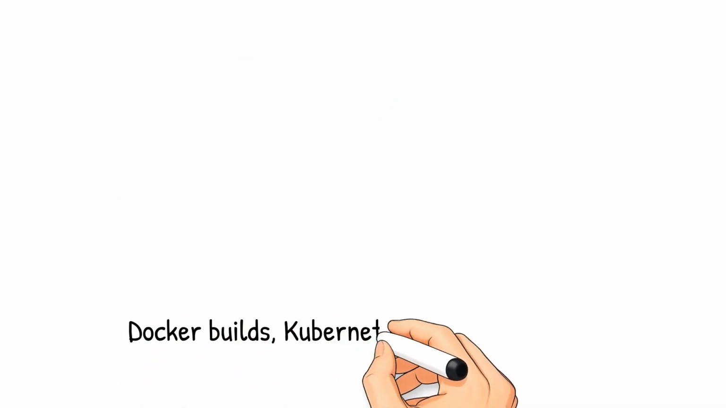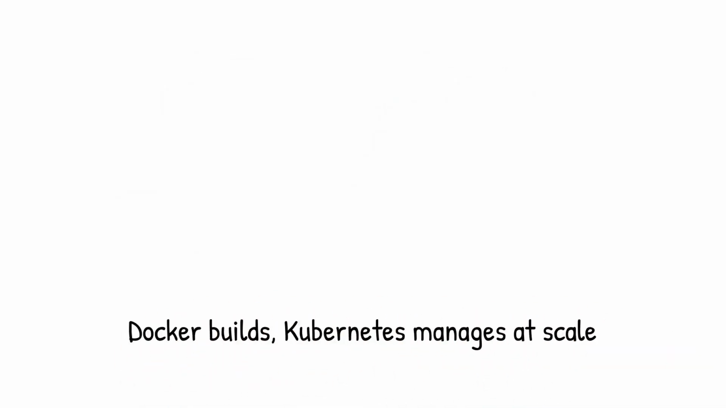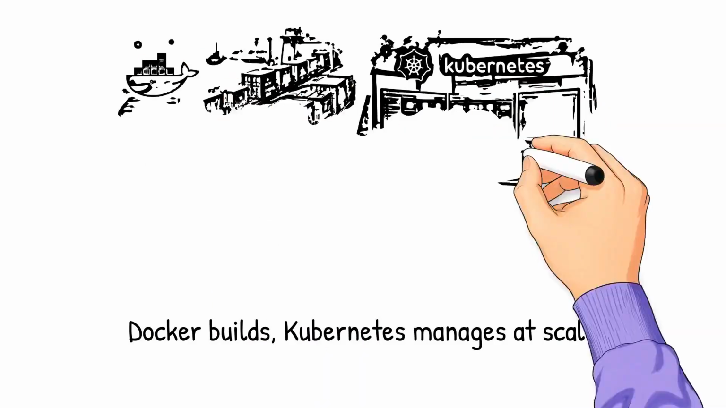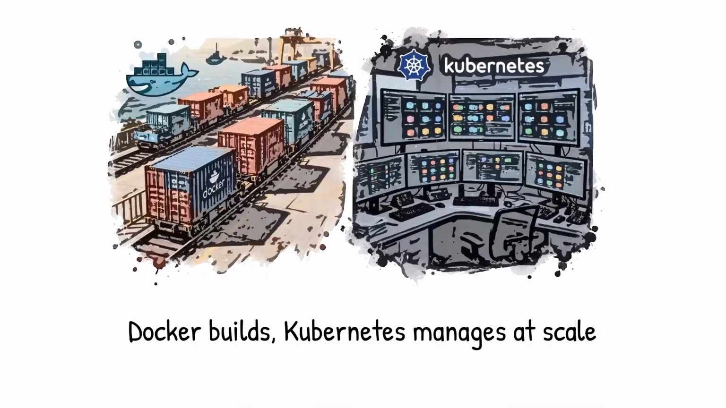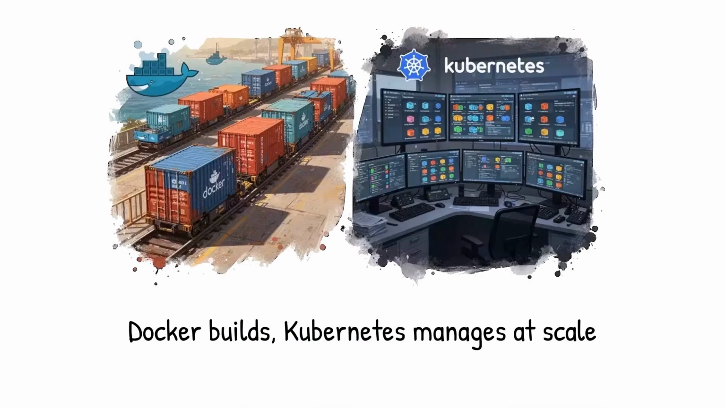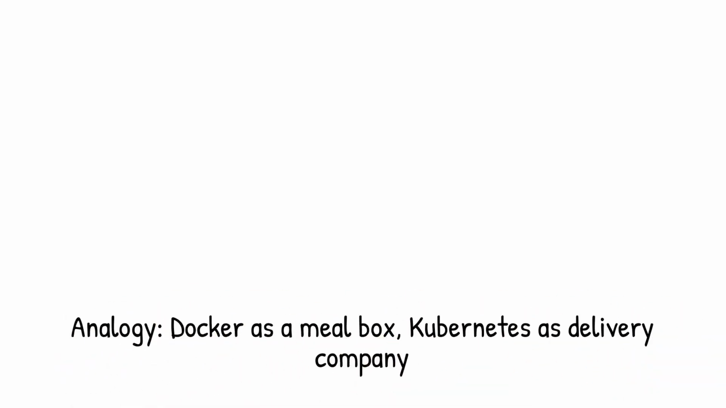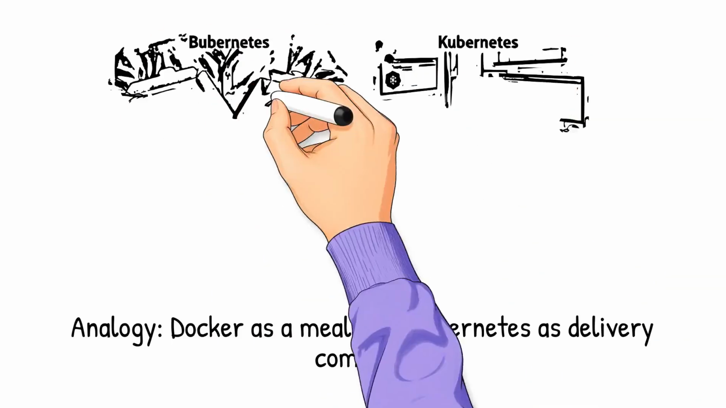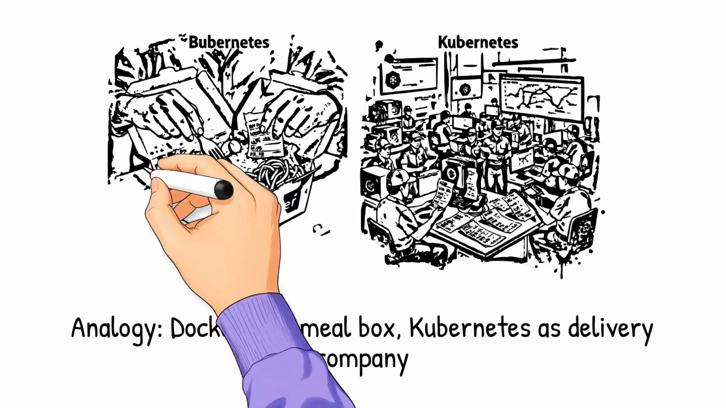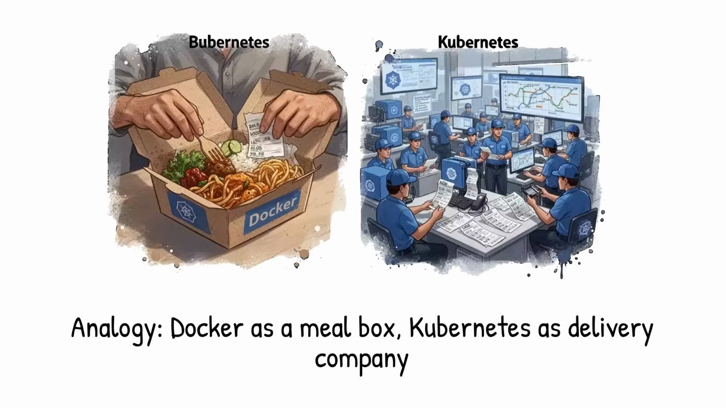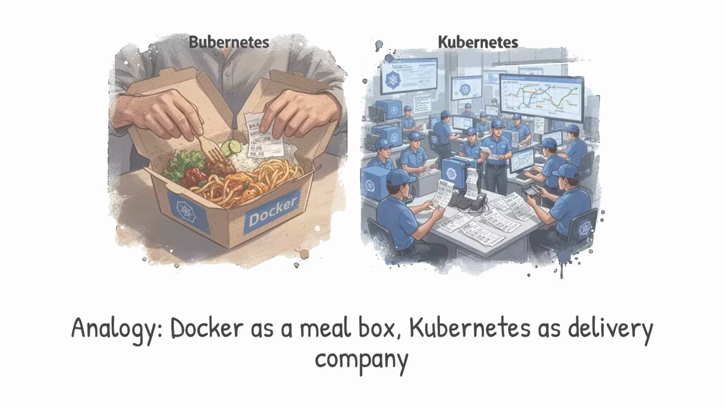Docker builds the container and runs it. Kubernetes organizes, scales, monitors, heals, and updates many containers across many servers. Here's the analogy that makes it stick. Docker is like packing a meal neatly into a delivery box. Kubernetes is like running the entire delivery company, hundreds of orders, drivers, and routes, all on time.